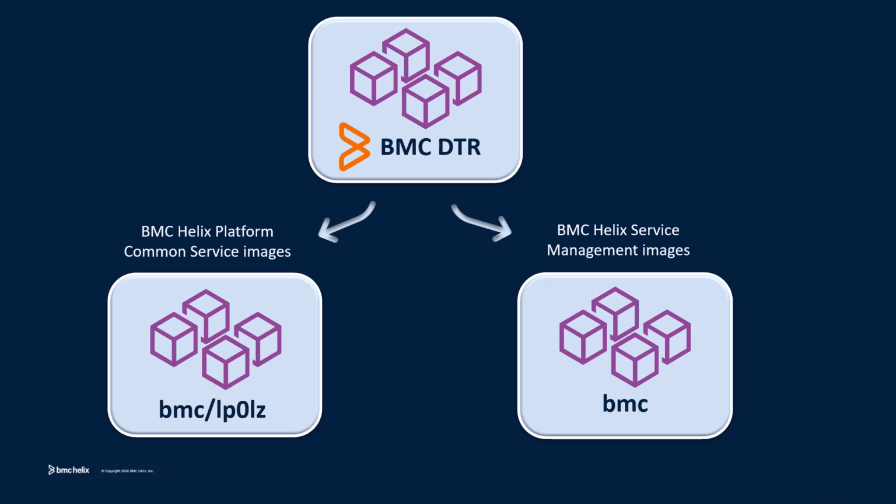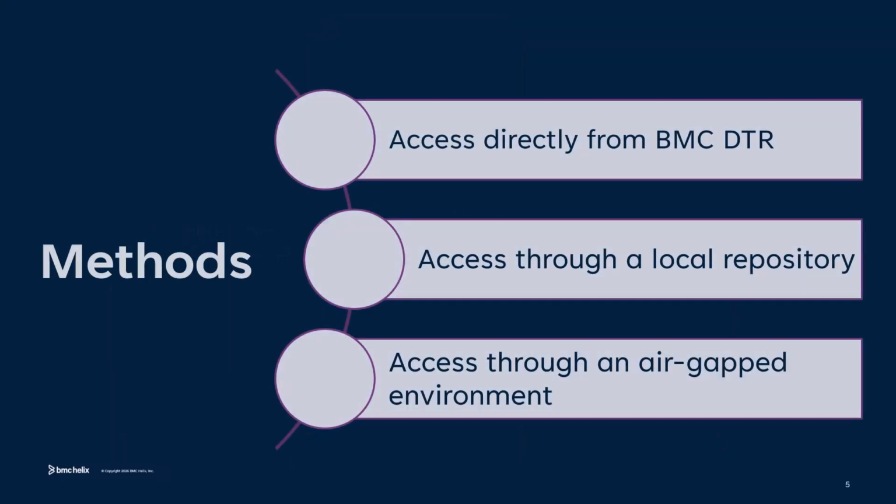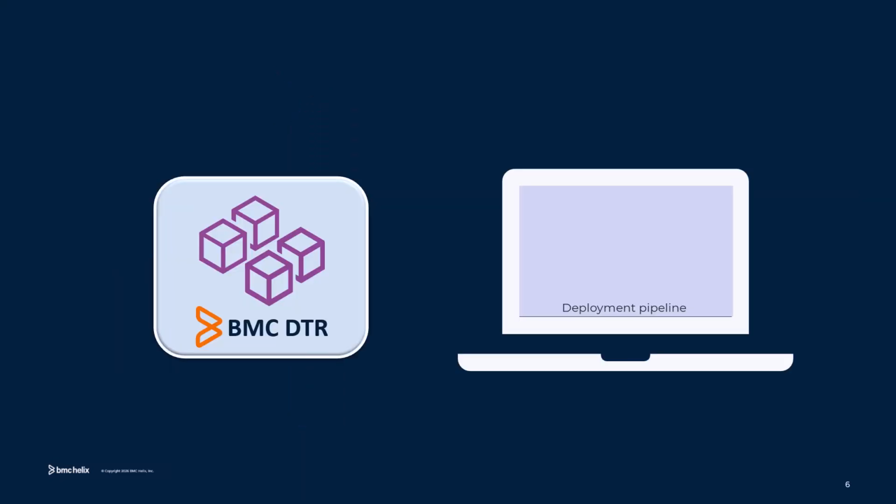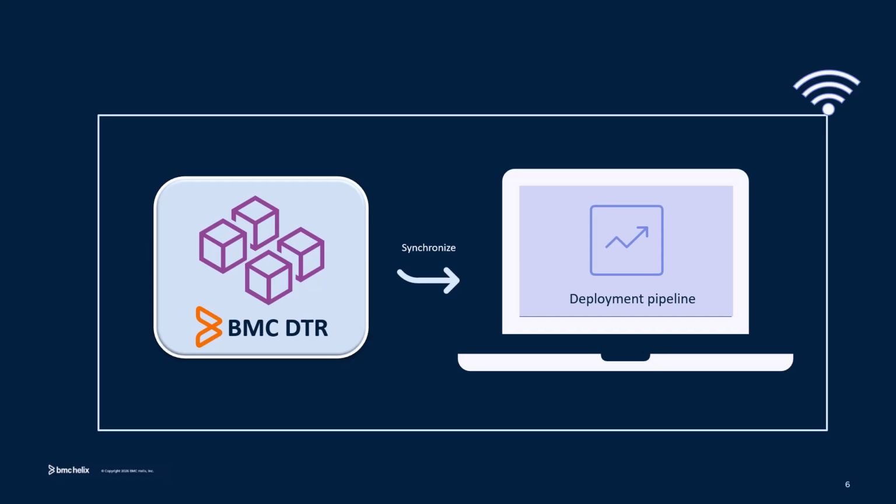Accessing the images requires a relevant product license. Let's see how to access these images. You cannot directly download the images from containers.bmc.com. However, you can access the container images directly from BMC DTR, a local repository, or an air-gapped environment. To use the first method, configure the deployment pipeline to access images from BMC DTR. This approach requires a direct internet connection.